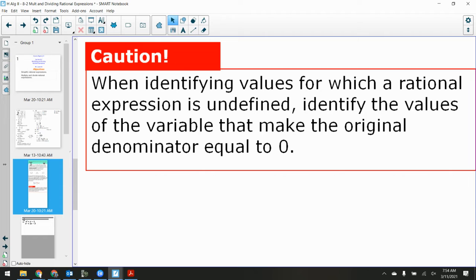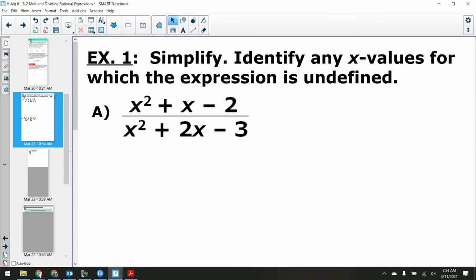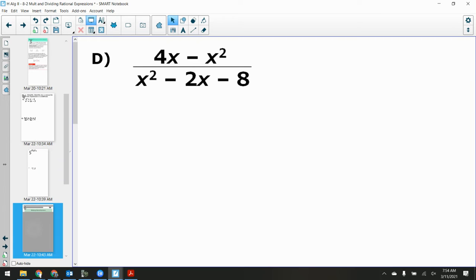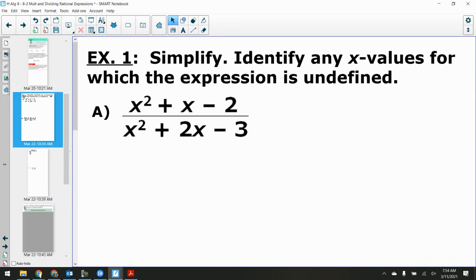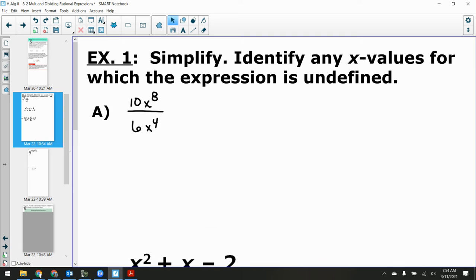You're looking for what would make the denominator equal to 0. Now, I'm looking at my page and your page, and I think I don't have example A up on my page, so I need to shift that around. Or maybe where is it? Is it anywhere here? No. Okay, I got it. All right. So here's what we're gonna do. We're gonna put it here. And we're gonna say this is 10x to the 8 over 6x to the 4. All right, and that is gonna be B.